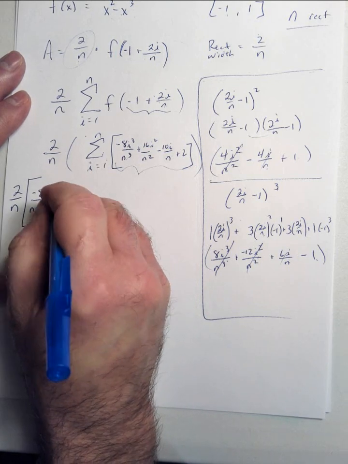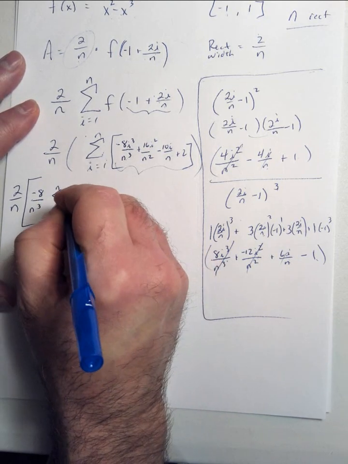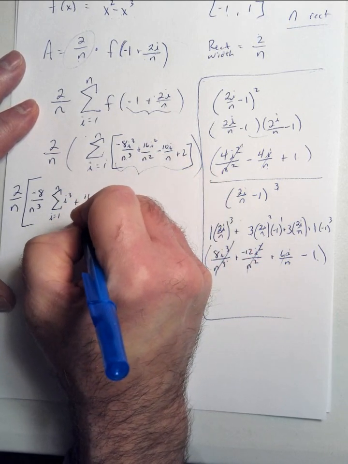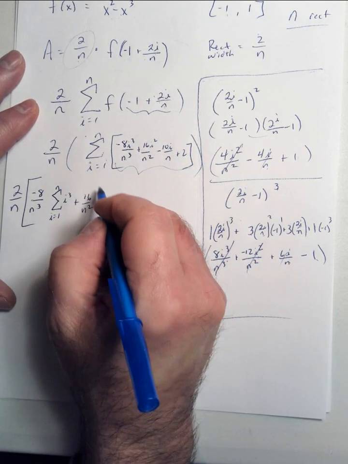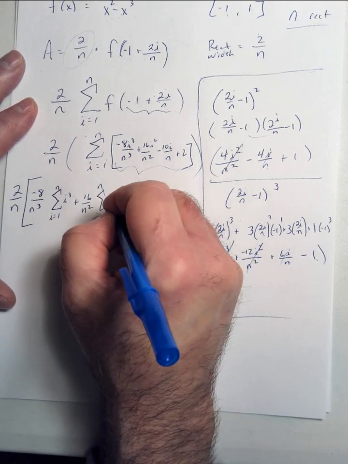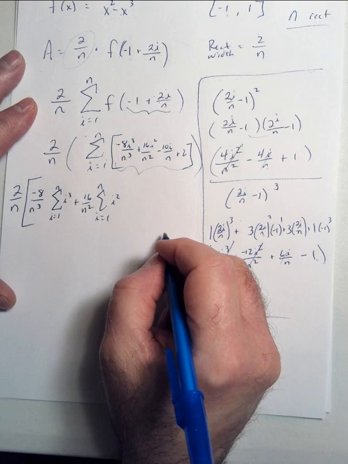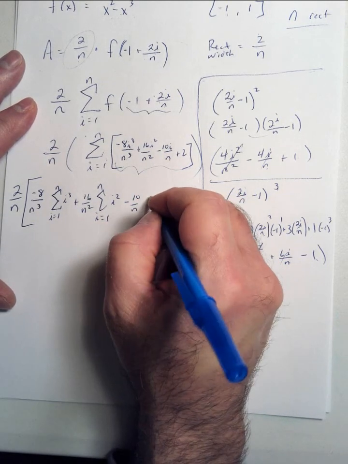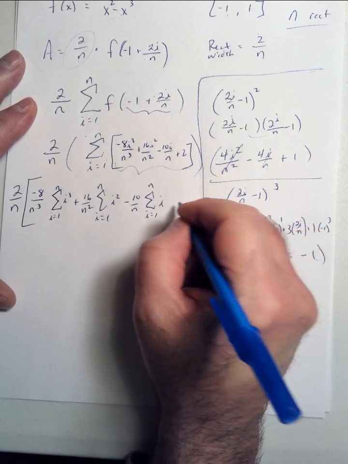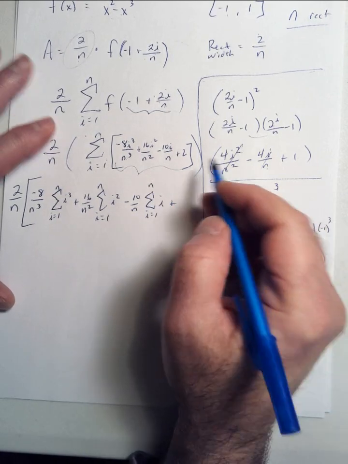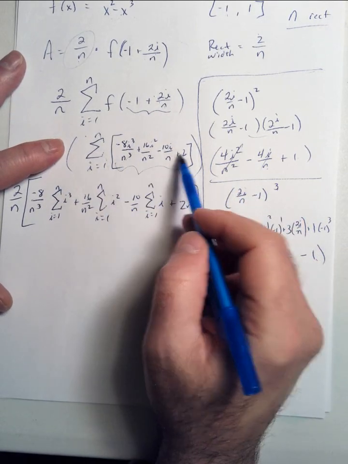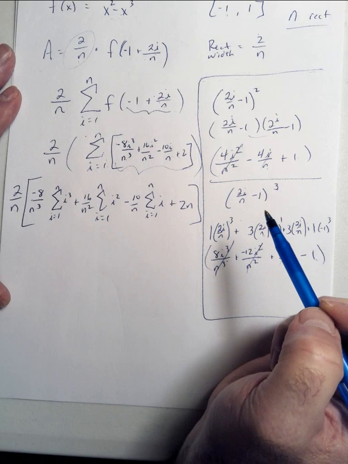So i goes from 1 to n of i cubed plus, and then we got 16 over n squared is a constant. And then we got the sum as i goes from 1 to n of i squared. Then we got minus 10 over n, sum as i goes from 1 to n of i. And then 2n, because it's the sum of a constant, so that's just 2n.